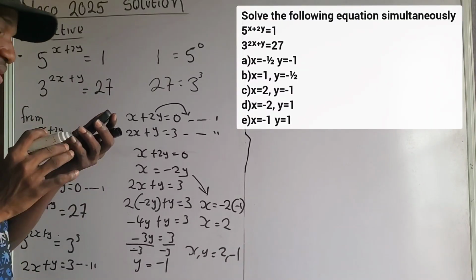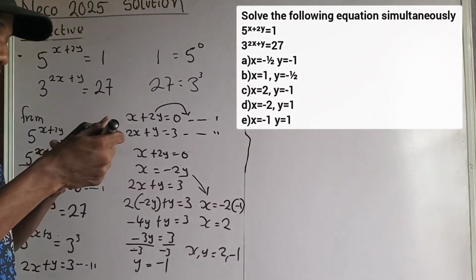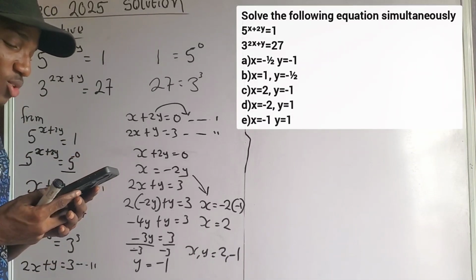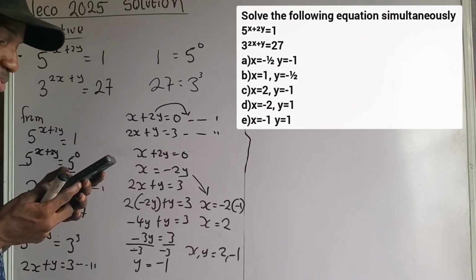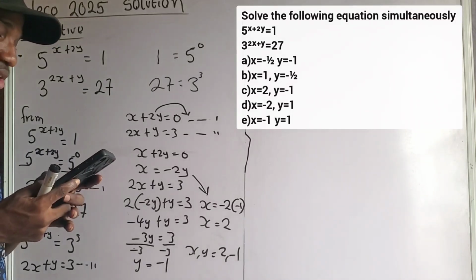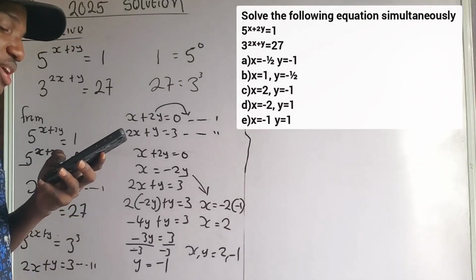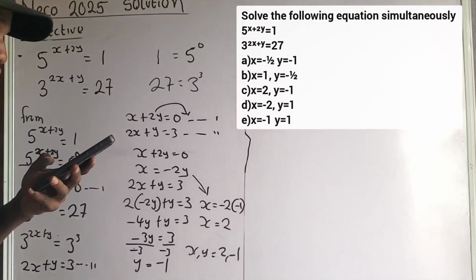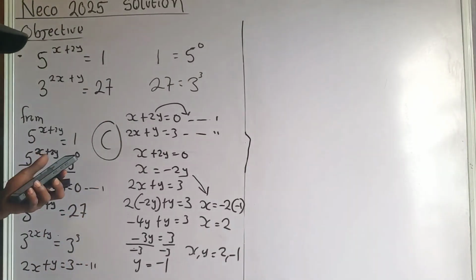The first option there is x is minus 1 over 2, y is minus 1. The second option, option B, we have x equals 1, y equals minus 1 over 2. That is also not correct. Option C, x equals 2, y equals minus 1. That is the correct option. Option D, x equals minus 2, y equals 1. Option E, x equals minus 1, y equals 1. The correct option is option C, x equals 2, y equals minus 1. Option C is correct, okay?